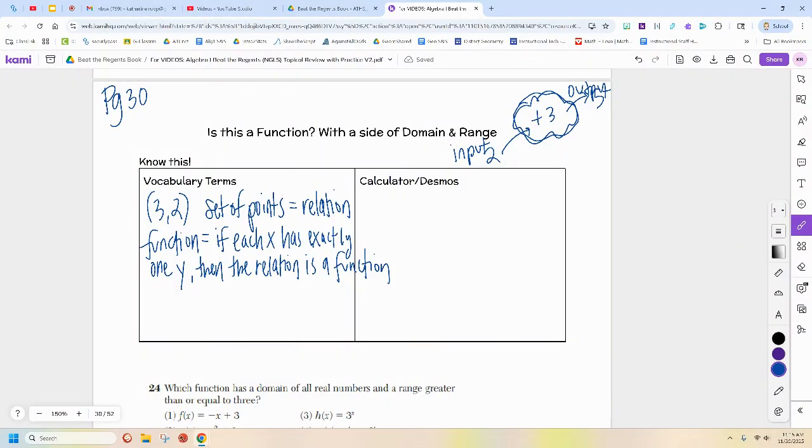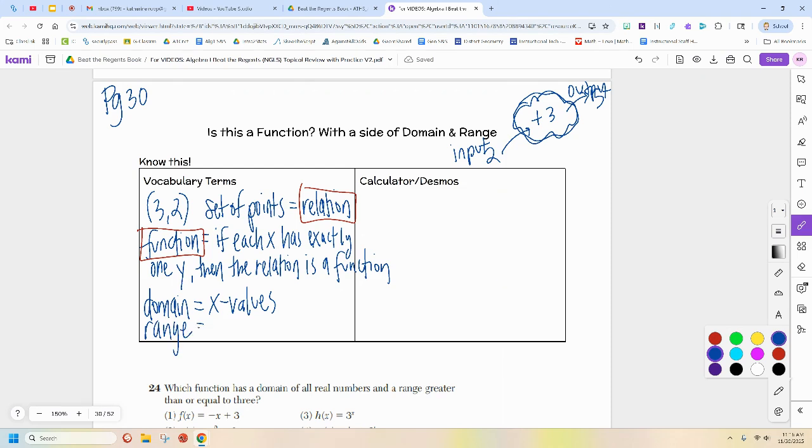All right, so we have the words relation, which is a set of points. We have functions, which are special sets of points. And then for both of those, we have something called a domain, which essentially is the x values. And then we have the range, which is the y values.